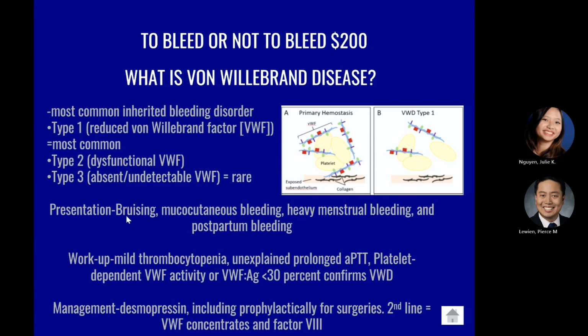Usually these patients will present with bruising, mucocutaneous bleeding, heavy menstrual bleeding, and postpartum bleeding is how you will catch them. For workup, you will see mild thrombocytopenia, unexplained prolonged APTT, and platelet-dependent von Willebrand activity or antigen less than 30%, which is how we confirm the disease. For management, you can use desmopressin, usually prophylactically for patients undergoing surgeries, and the second line would be von Willebrand concentrate or factor 8.